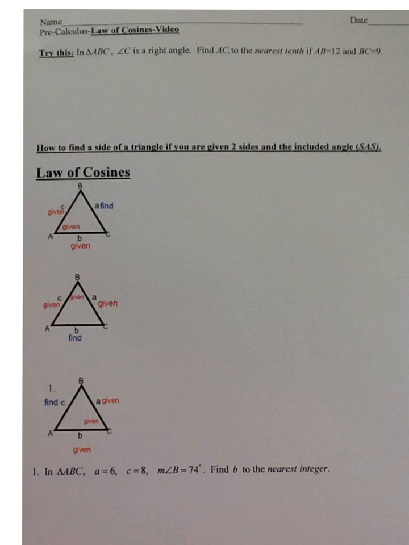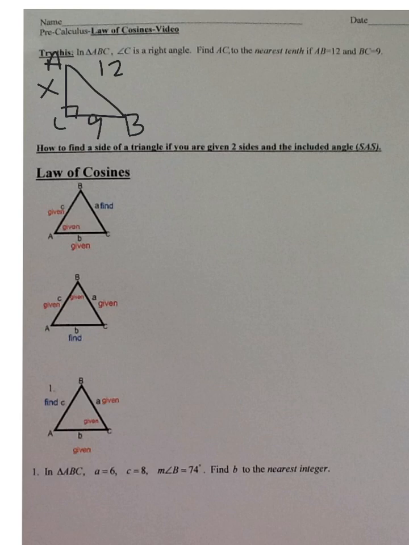So today what we're going to be working on is finding a side and an angle of a triangle given certain information. So I'd like you to try this, so put me on pause and then come back and check your answer. Okay, so in the try this, it says we have triangle ABC, angle C is a right angle, and then it says to find AC if AB is 12 and BC is 9.